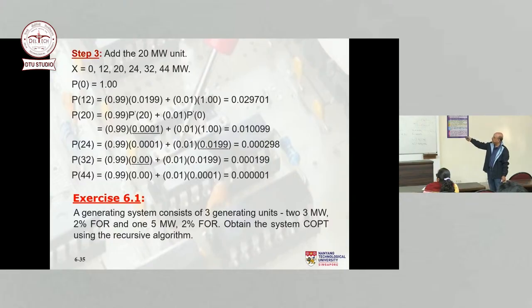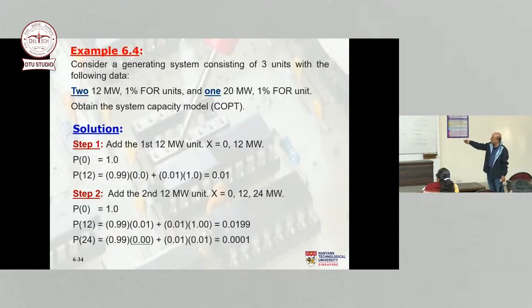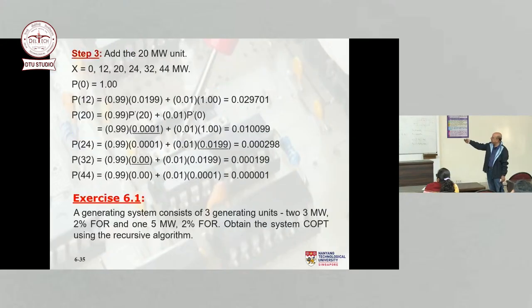So that's always 1. Then let's go to the next step, 24. Availability times P prime of X, P prime of 24, which we have, yeah? Plus the unavailability times P prime of X minus C. 24 minus 20 is 4.